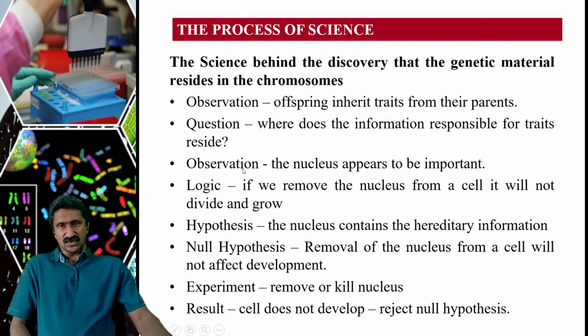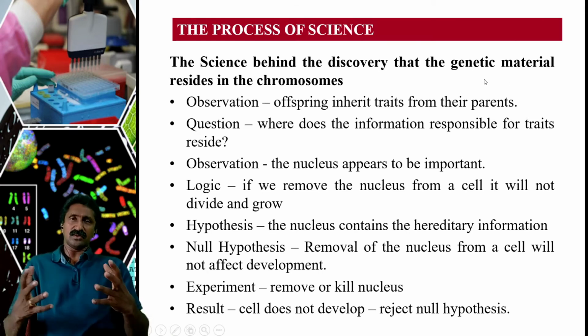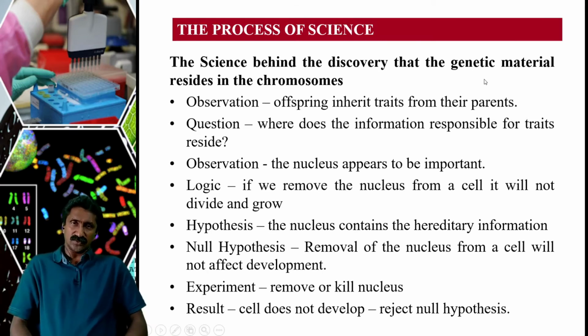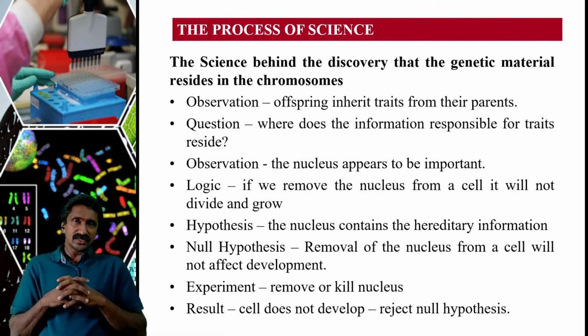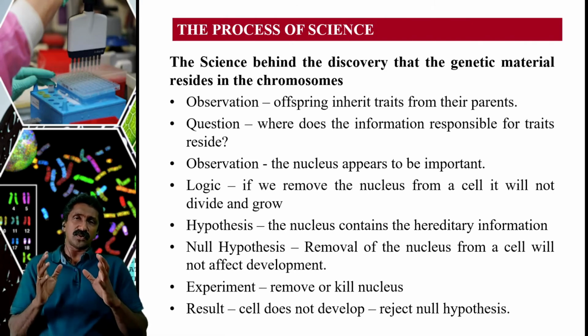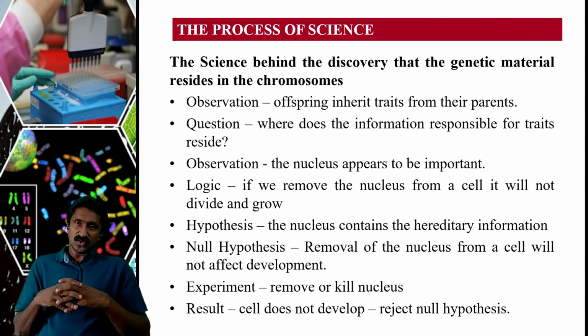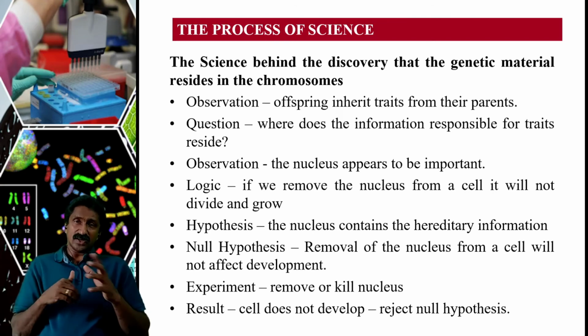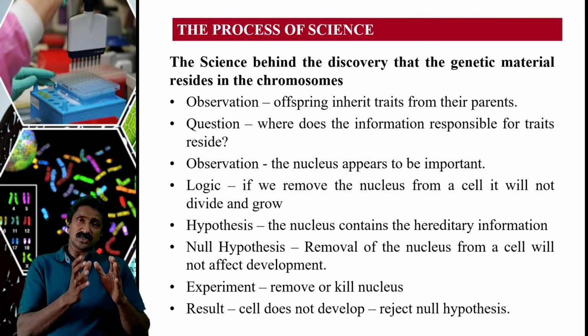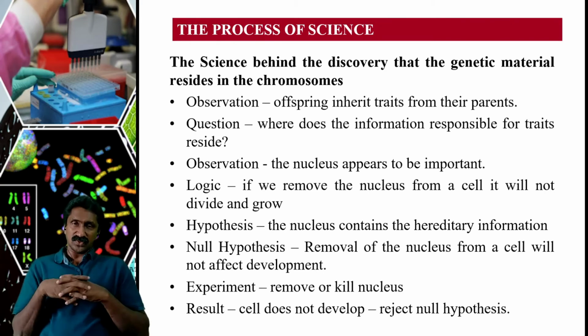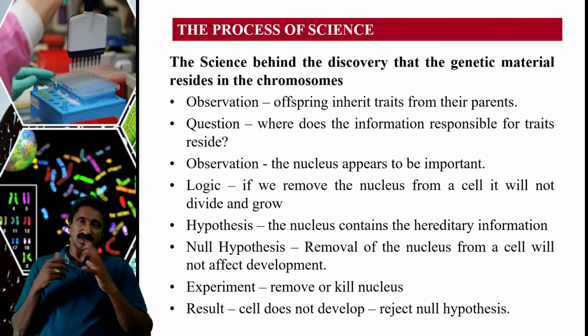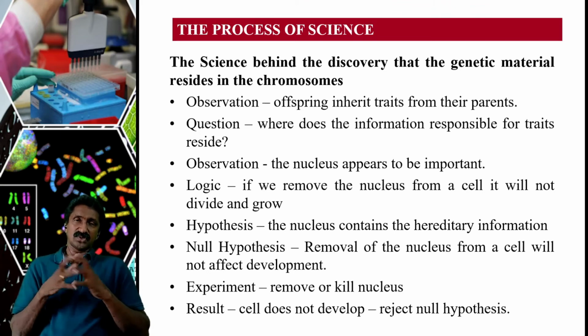So we have observation, the first step: offsprings inherit traits from their parents. That is a very common, previously existing observation. From that observation, the second stage is a question: where does the information responsible for traits reside? So that was a logical question that is generated. Again, there is an additional observation: the nucleus appears to be important. So based on different observations, such questions can be generated.